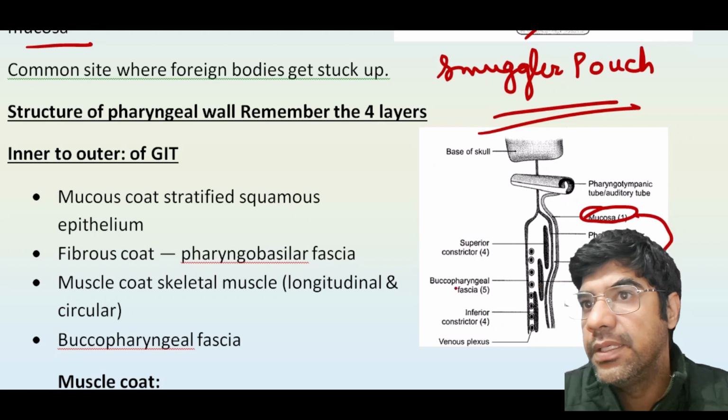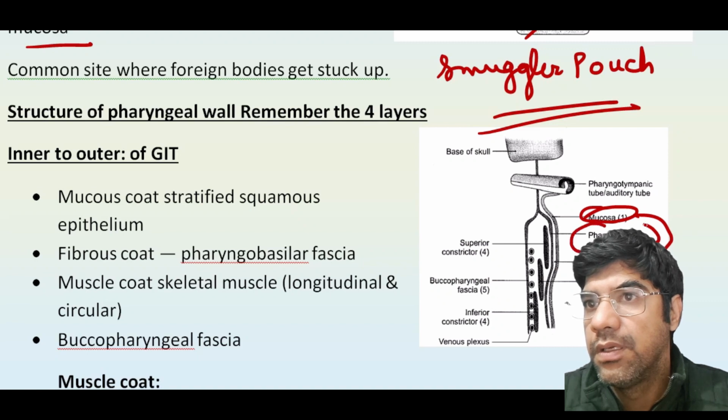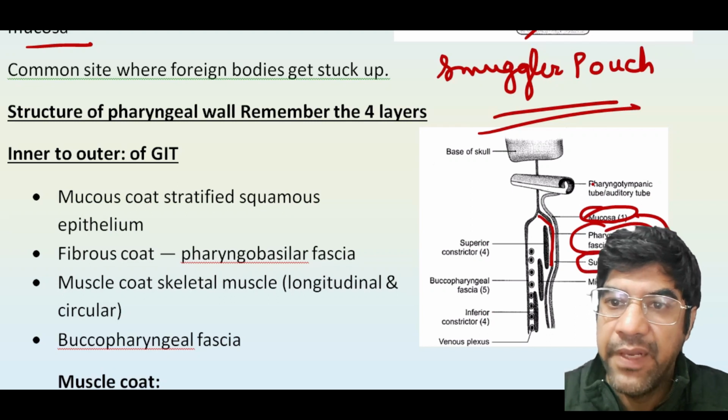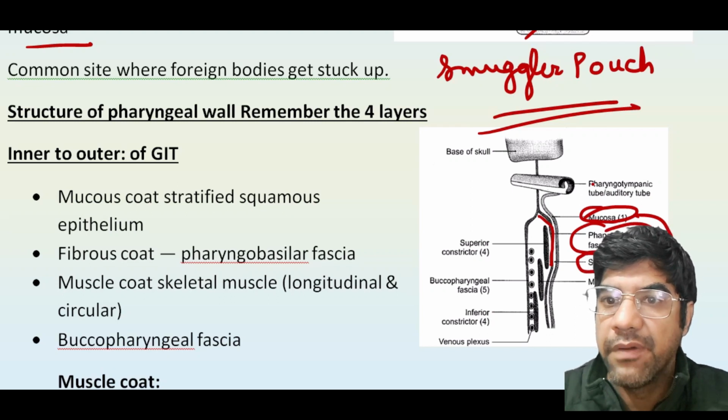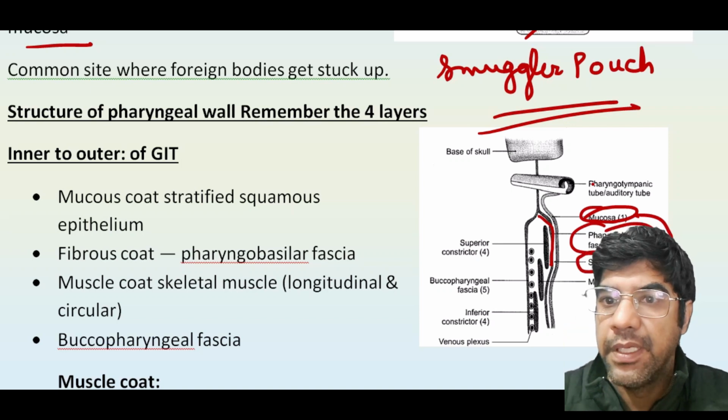The third is the pharyngobasilar fascia, a fibrous sheet internal to the pharyngeal muscle. It is thicker in the upper part, filling the gap between the upper border of the superior constrictor and the base of the skull. It attaches superiorly to various skull structures and disappears inferiorly deep to the muscles.